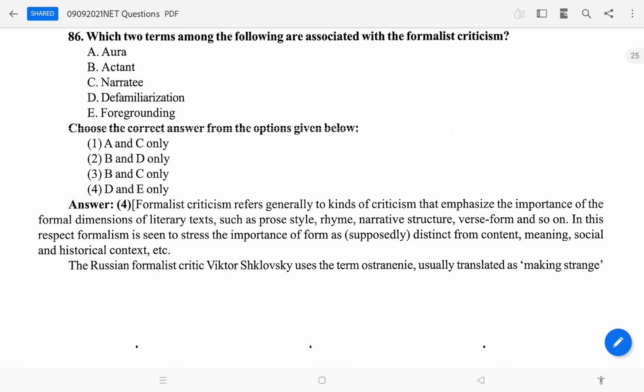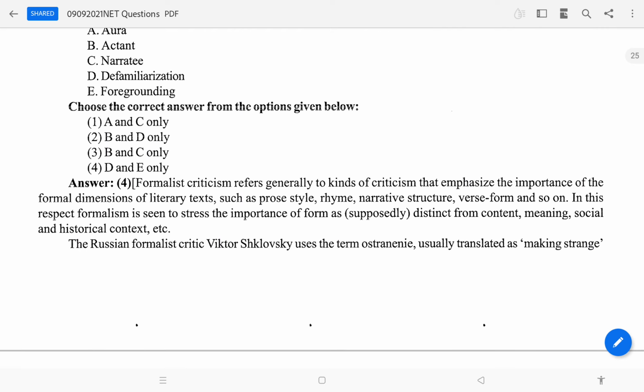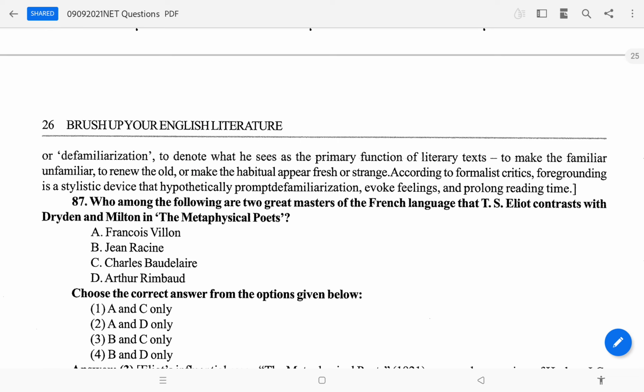The Russian formalist critic Viktor Shklovsky uses the term ostranenie, usually translated as making strange. He used the term making strange or defamiliarization to denote what he sees as the primary function of literary text: to make the familiar unfamiliar, to renew the old, or make the habitual appearance fresh or strange.